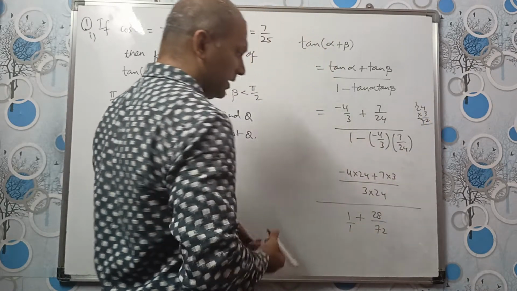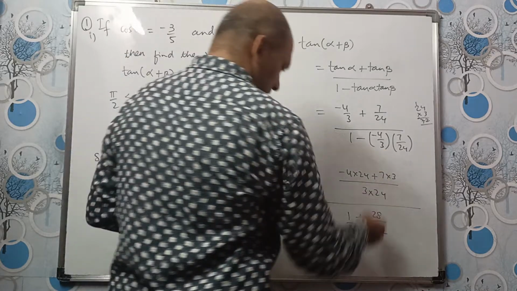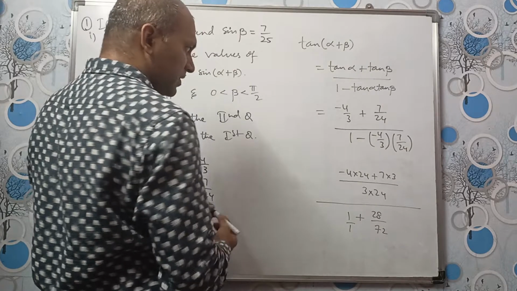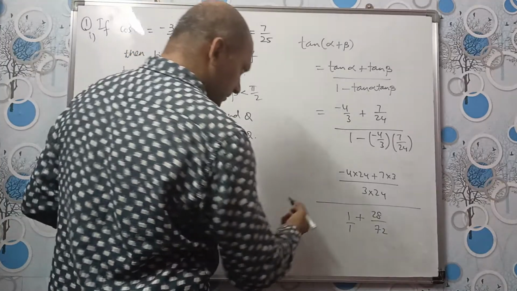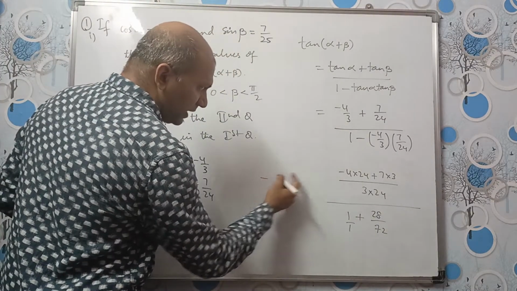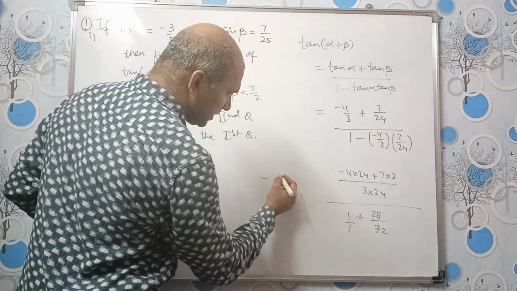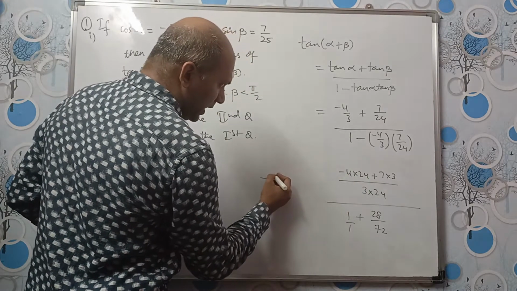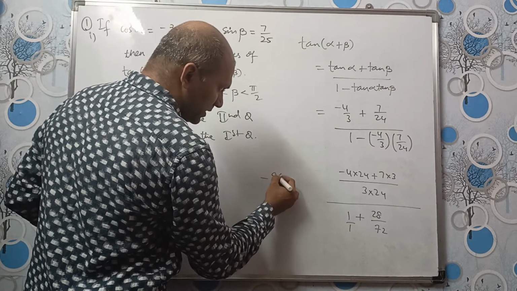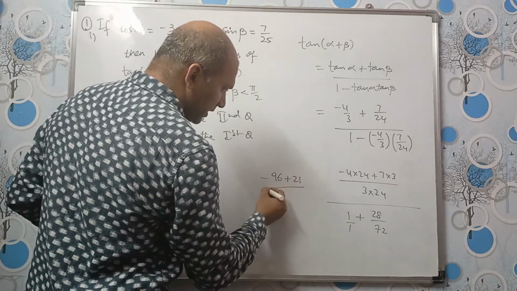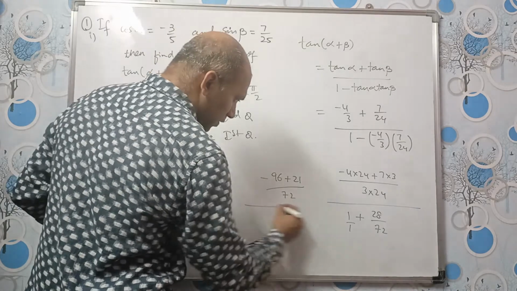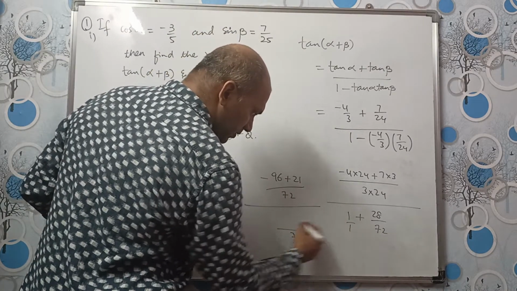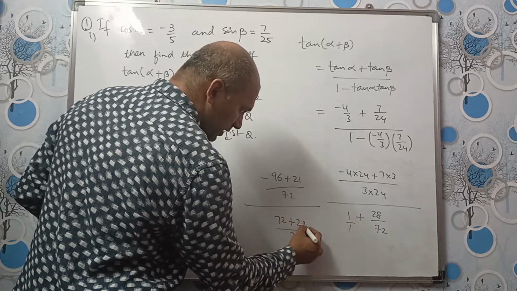This will be 1 by 1 here, right? Minus into minus is plus. So how can we simplify this? I'll write here minus 96. 24 and 4 is minus 96 plus 21 divided by 72, the whole divided by 72 plus 28. Denominators are different, so multiply the denominators and cross multiply.